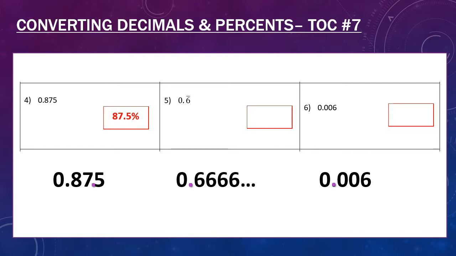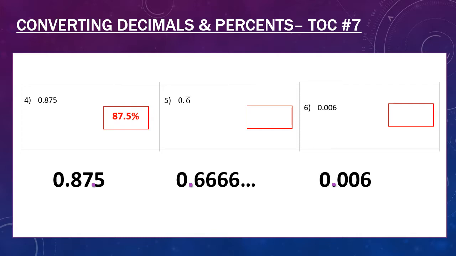For 5, it has that little bar over the top of the 6. That means that 6 is a repeating decimal. So that means that it's 0.666666666, and then 6 goes on forever. It never stops. It repeats and repeats and repeats. So I'm going to rewrite that decimal so that I have multiple digits, and then I added those 3 dots at the end to show it goes on forever.